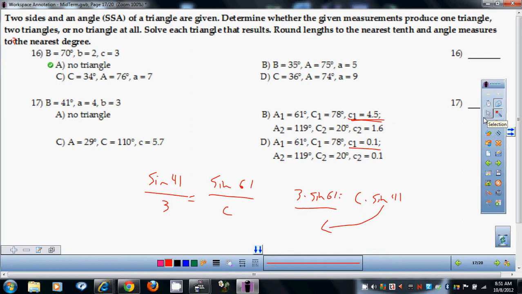Dang, that's neither of them. Sine 78. Now, assuming you do it correctly, what is the answer? 4.5, thus the answer is B.